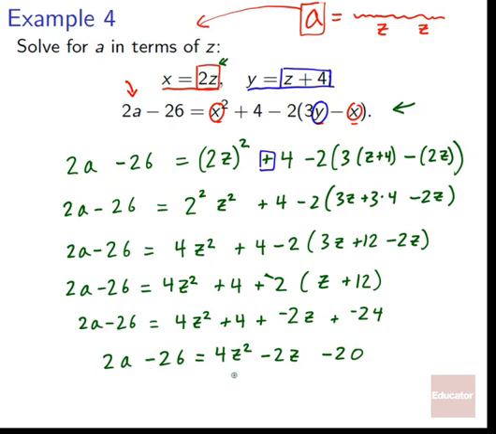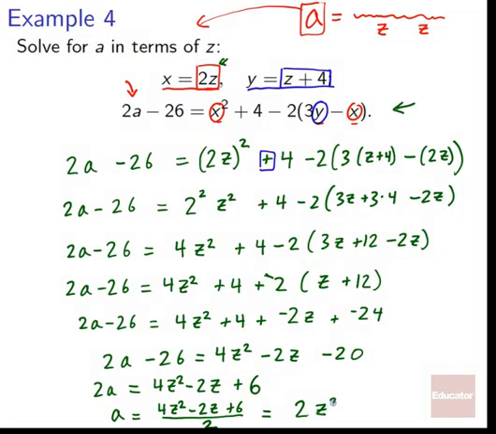At this point, we can now do our algebra. We'll add 26 to both sides, and we'll get 2a equals 4z squared minus 2z plus 26, so plus 6. Accidentally wrote what I was saying. So minus 2z still, add 26, negative 20 plus 26 becomes just 6. Divide both sides by 2, a equals 4z squared minus 2z plus 6 all over 2. And we can simplify that. 4z squared becomes 2z squared. Minus 2z becomes minus z. Plus 6 becomes plus 3. So it's a equals 2z squared minus z plus 3. A equals stuff just involving z. We've solved for a in terms of z.